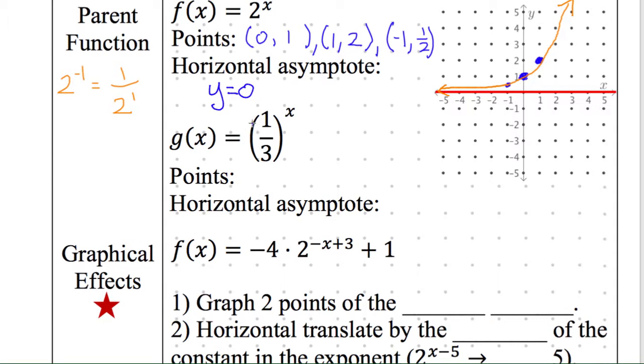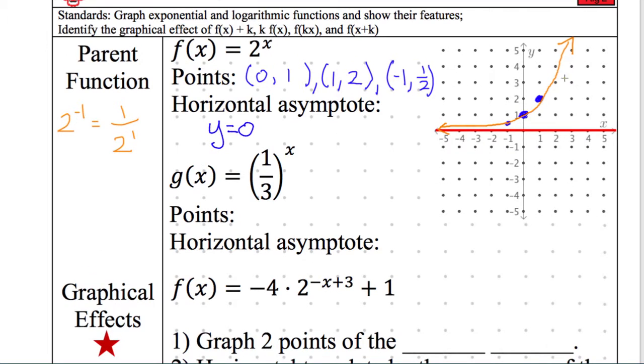All right, so this parent function, oh, by the way, can we label this function that we just wrote here? We'll label that f of x, because we're going to draw two graphs on here. We're going to graph g of x on here at the same time. So what points can I choose now?